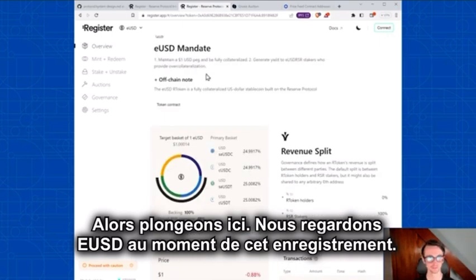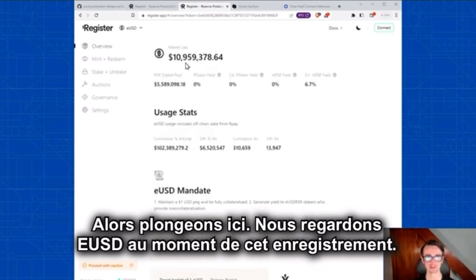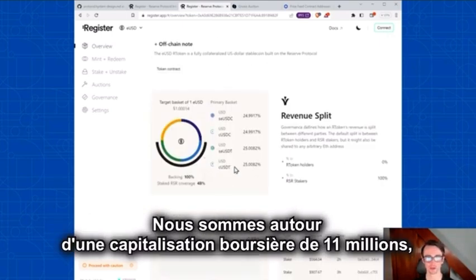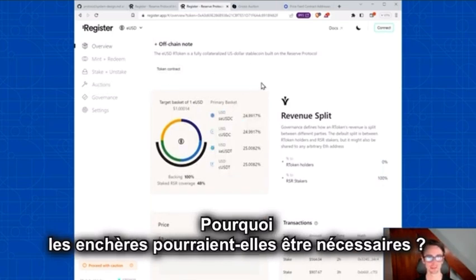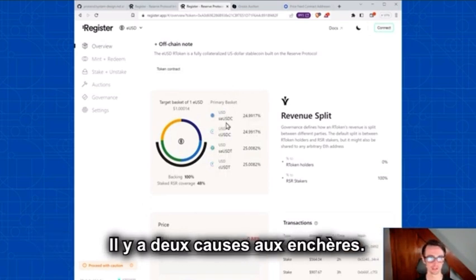So let's dive in. Here we're looking at EUSD. At the time of this recording, we're around an 11 million market cap, and it's backed by these 4 tokens. Why might auctions be necessary? There are 2 causes of auctions.